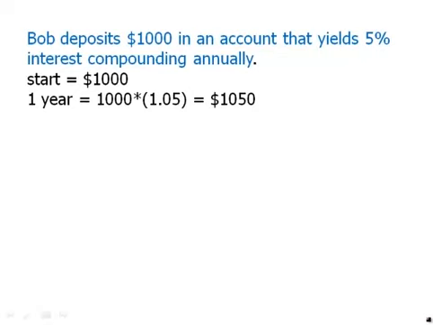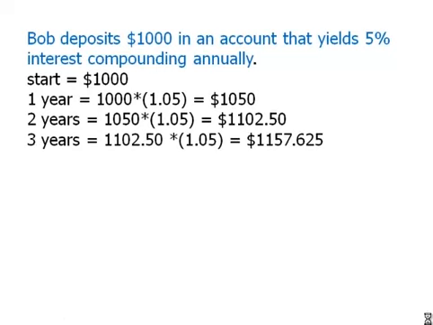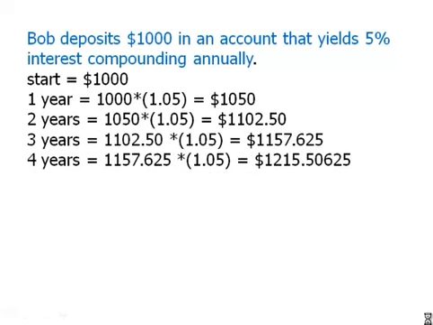Notice after 1 year that we get exactly the same amount, either with simple or compound interest, and that will always be the case if we're compounding annually: after 1 year, one compounding period, simple interest and compound interest get exactly the same amount. After that, they diverge. So after 2 years, we multiply $1,050 by this same multiplier. We get $1,102.50, then multiply by that multiplier again and again.